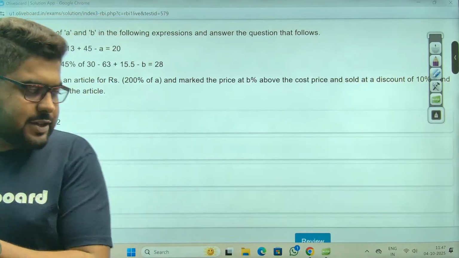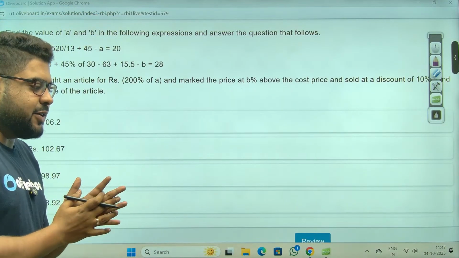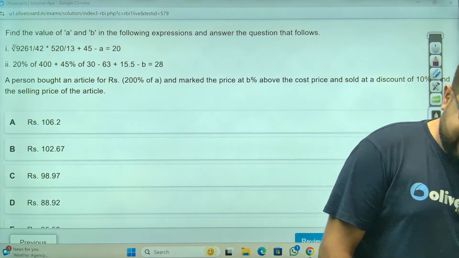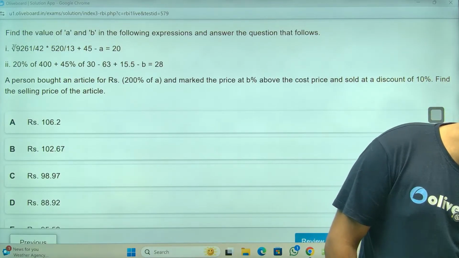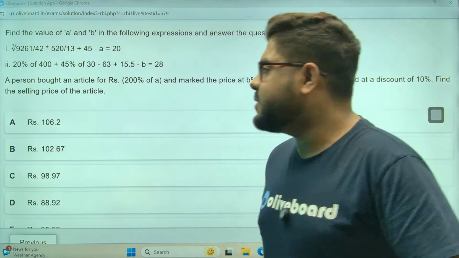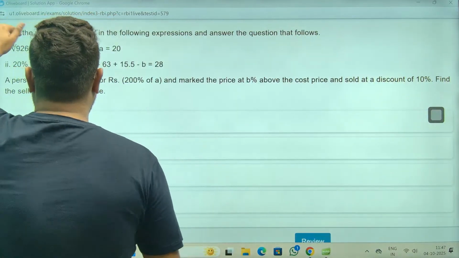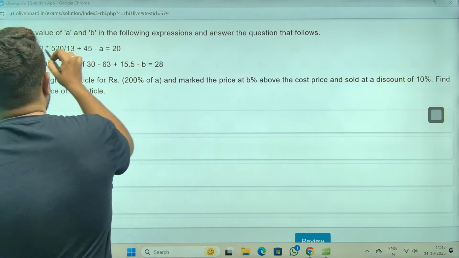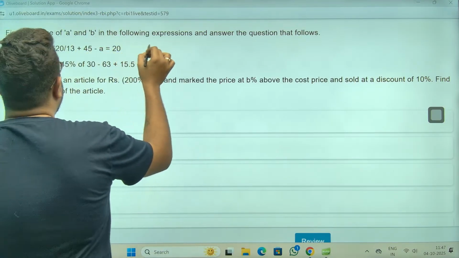So this was the first question, and pretty simple one, honestly. Let's see what the first question was. So two simplification questions, and there is a profit and loss question. Very simple. First, 9261 cube root is 21.